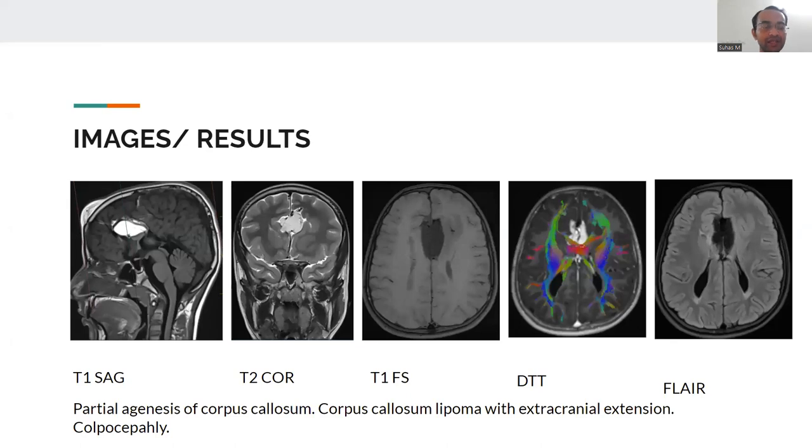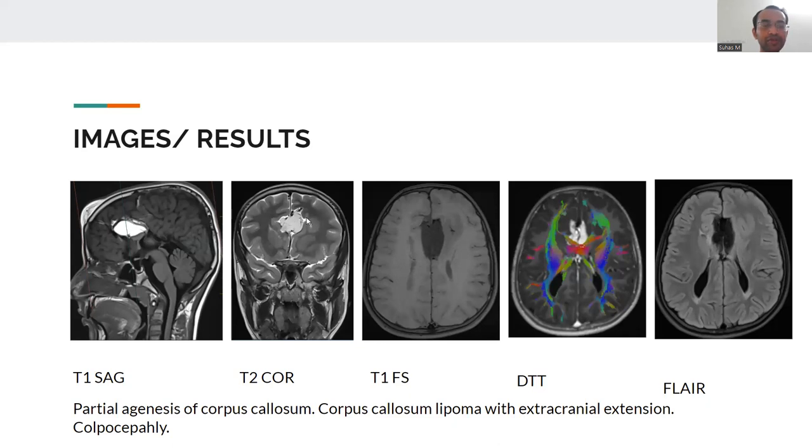Coming to our first case, here we see that the genu and rostrum of the corpus callosum are well visualized, but the body, isthmus, and splenium are not. So it has partial agenesis of the corpus callosum. In this region, we see a large T1 hyperintensity, and it is communicating extracranially through a tract and defect in the frontal bone. We see a few other similar appearing tracts as well.